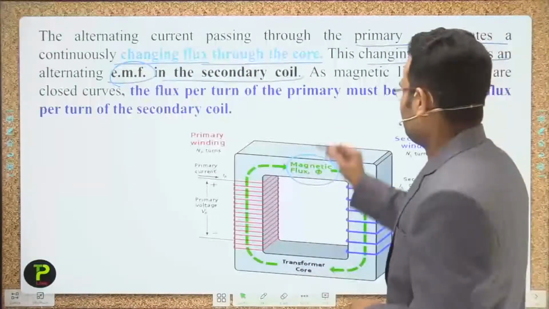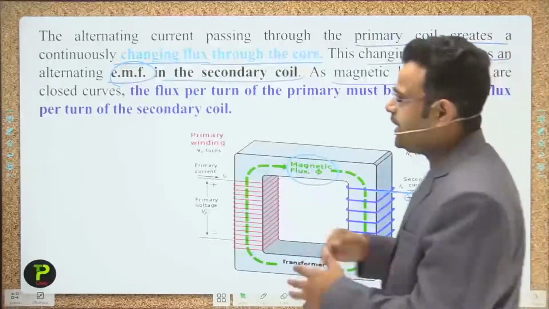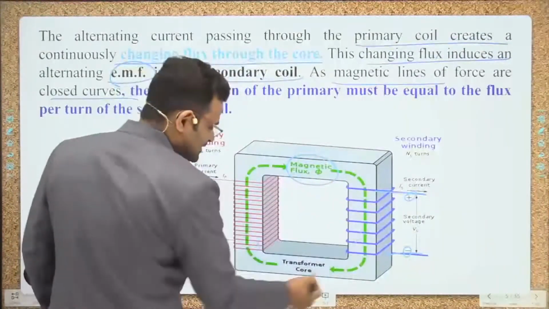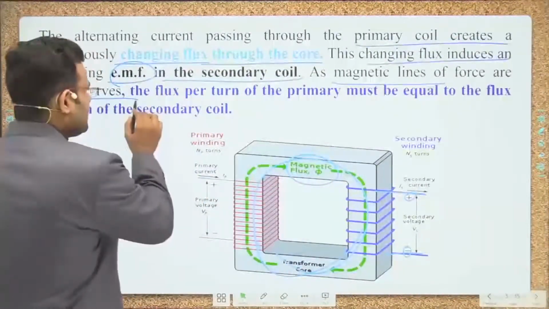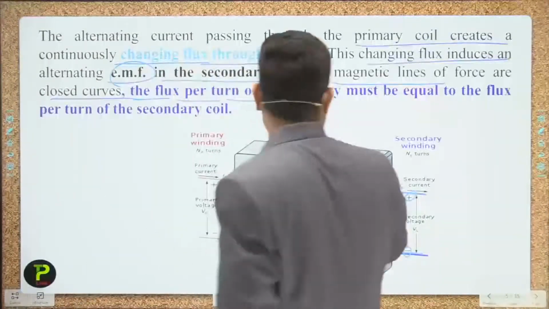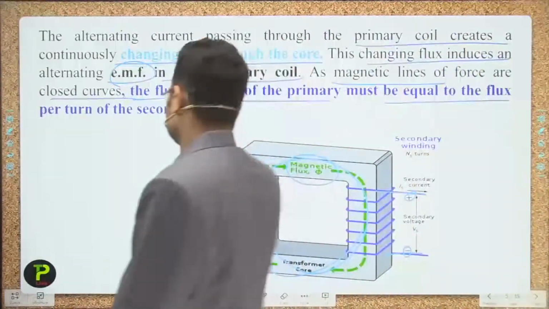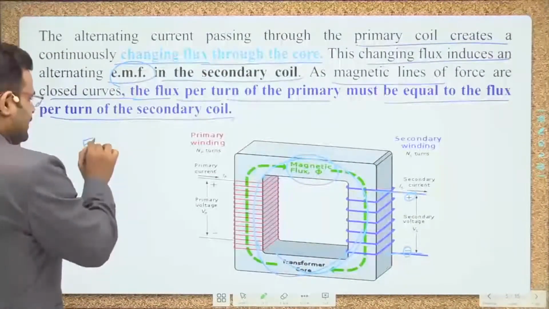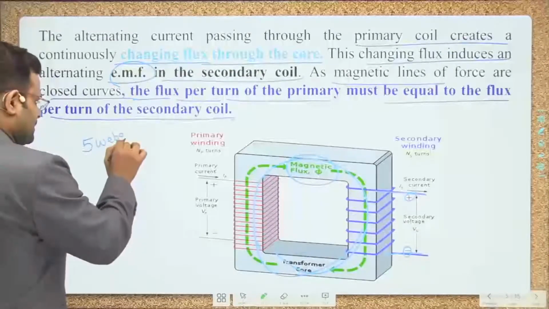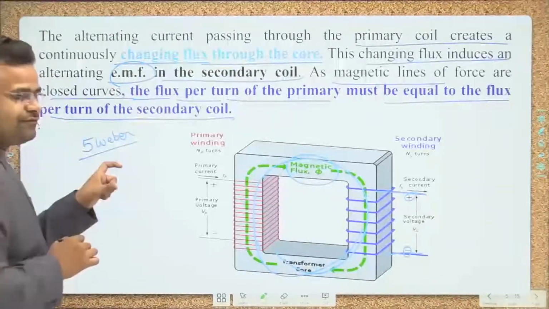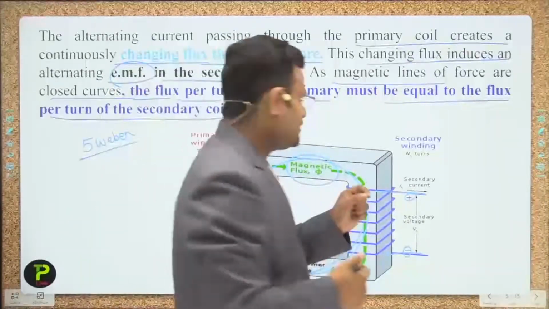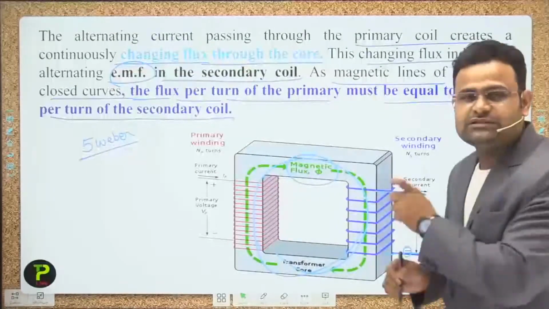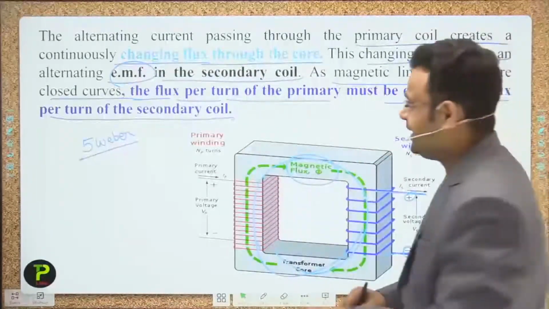So guys, magnetic lines of force are closed curves. Now the flux per turn of the primary must be equal to the flux per turn of the secondary. Let's suppose there are 5 Weber of flux in each turn, so 5 Weber per turn in the primary is equivalent to 5 Weber per turn for the secondary coil. So that is an important condition guys.